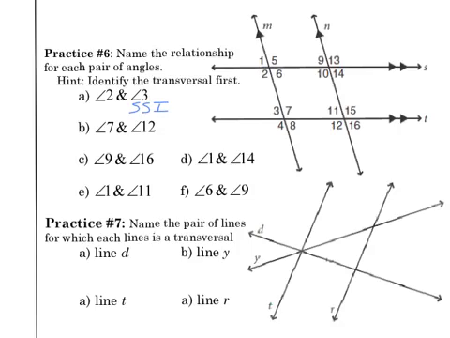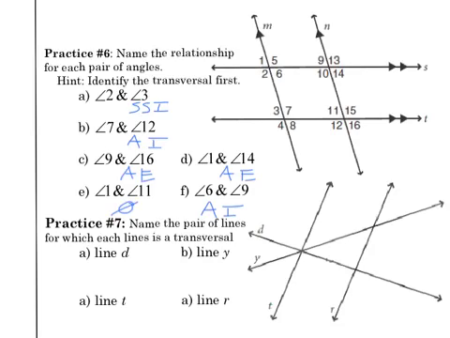So take a look at 7 and 12. Now we have a new transversal. That transversal is T, and they're on alternate sides of that transversal, and they're inside these two lines that it intersects, so they are alternate interior. I'm going to pause the video, let you guys do C, D, E, and F, and see what you come up with.